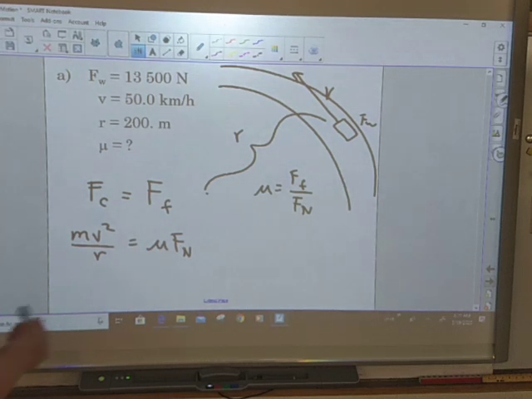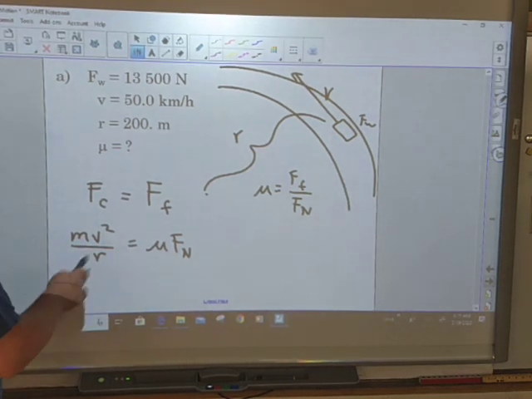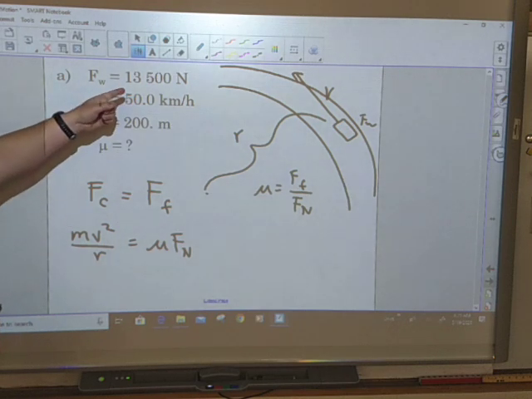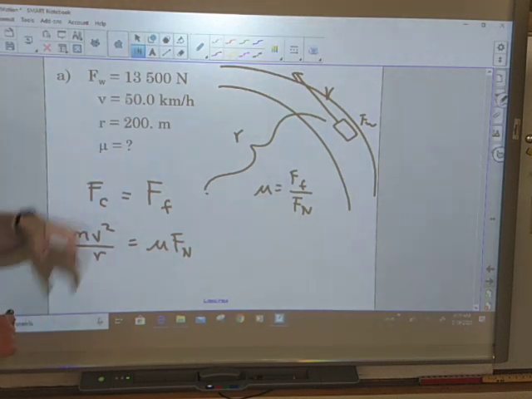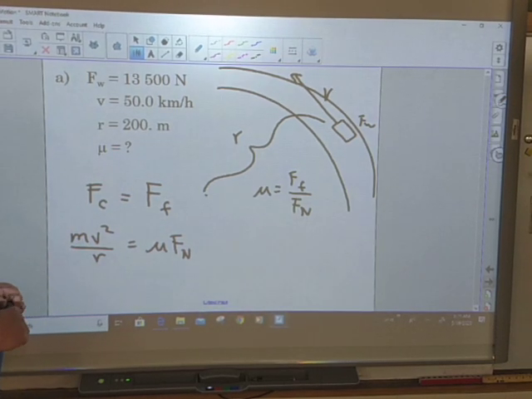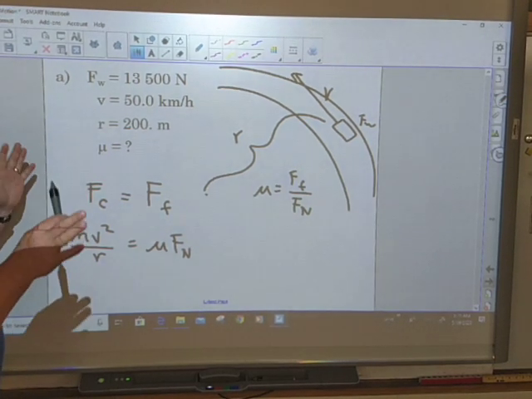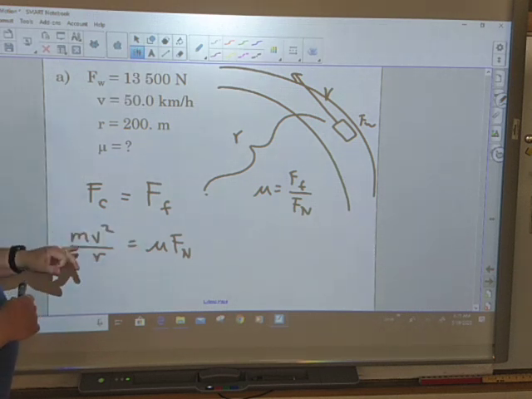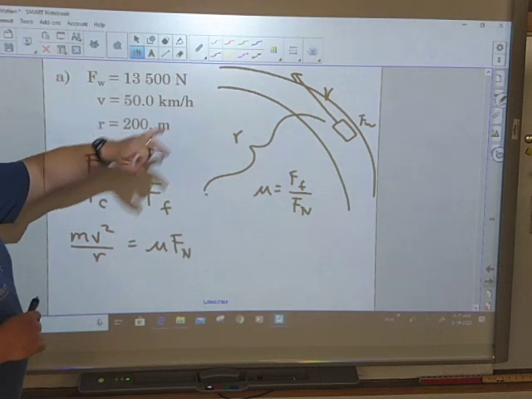Now let's take a look. I'm looking for mu. I need to know my mass. I can find my mass. I know that my weight is 13,500 newtons, and weight equals m times g. So I could just take 13,500 newtons divided by g, and I would get my mass. I think I see a trick to do, though. I'm going to show you this. My velocity, 50 kilometers per hour.